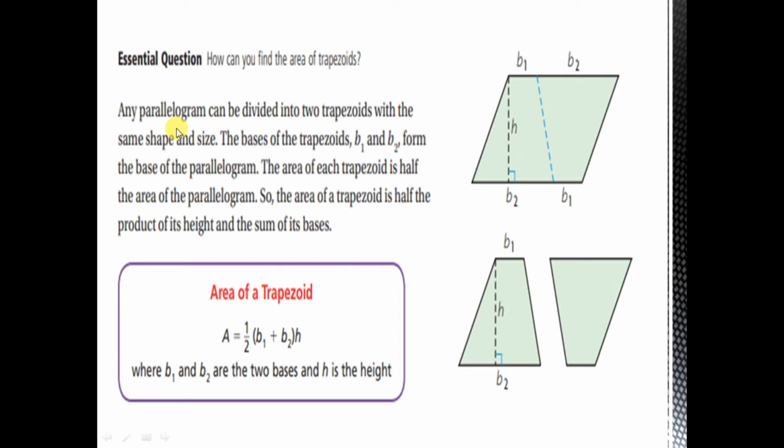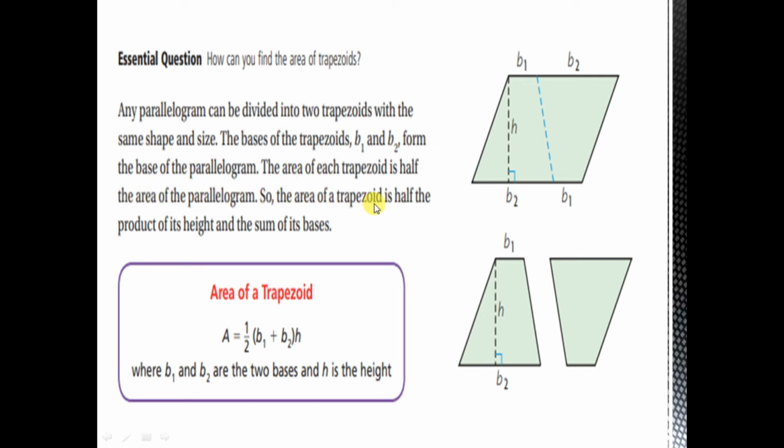Look with me. Any parallelogram can be divided into two trapezoids. So if you cut this apart, it will give you two trapezoids with the same shape and size. The bases of the trapezoid are B1 and B2, so every trapezoid has two bases. This B1 is equal to B1 here, and this B2 is equal to B2 here. From the parallelogram, the area of each trapezoid is half the area of the parallelogram.